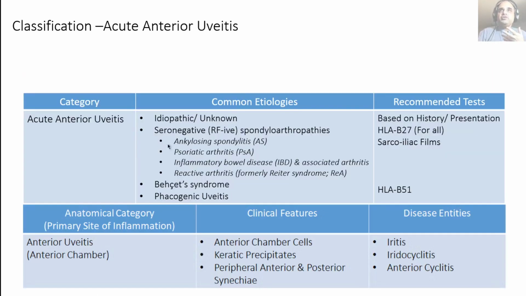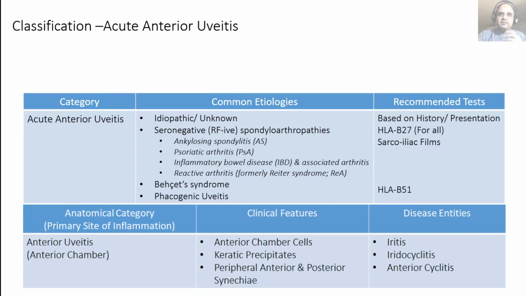Acute anterior uveitis is associated with a lot of seronegative spondyloarthropathies, and RF negative implies seronegative. So these individuals are RF negative when you do their serology. The disease associations are ankylosing spondylitis, psoriatic arthritis, inflammatory bowel disease and its associated arthritis, and reactive arthritis, which was formerly called Reiter's syndrome. It's not called Reiter's anymore because it's been said that it was described before Reiter, or Reiter was accused of war crimes after World War II. He was a German, so take your pick why it's not called Reiter's anymore.